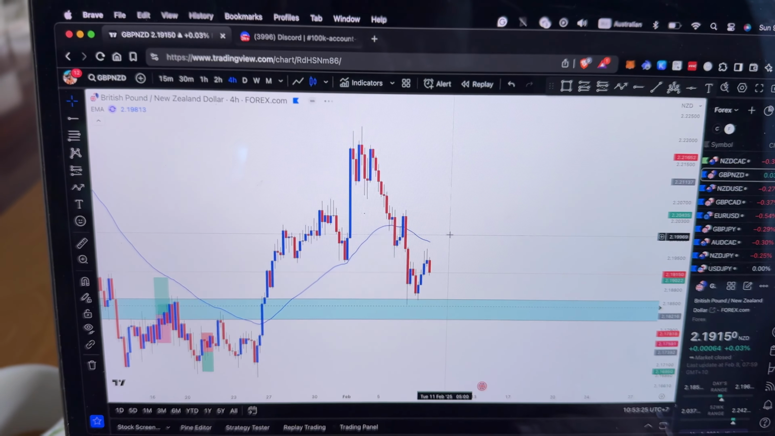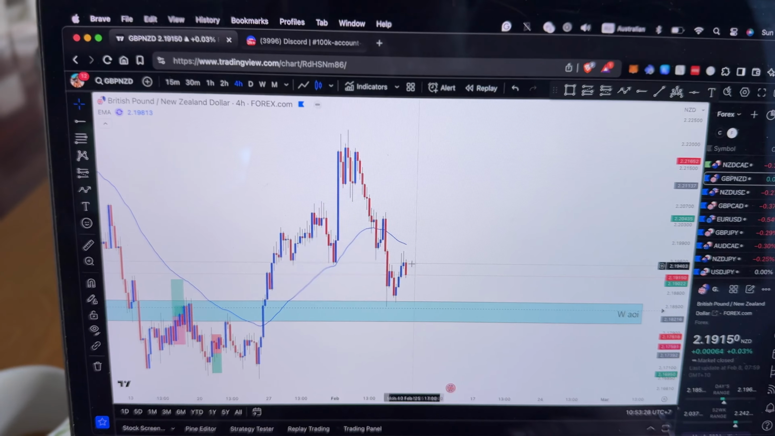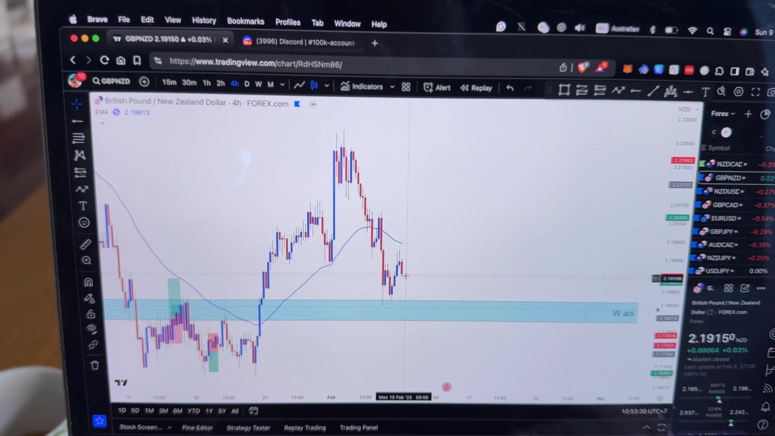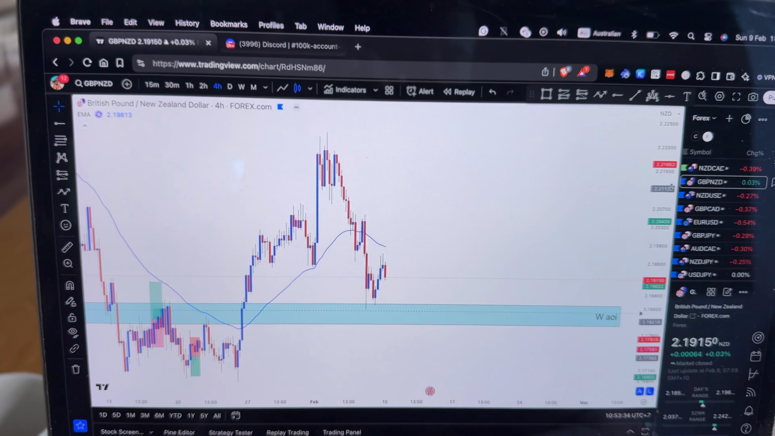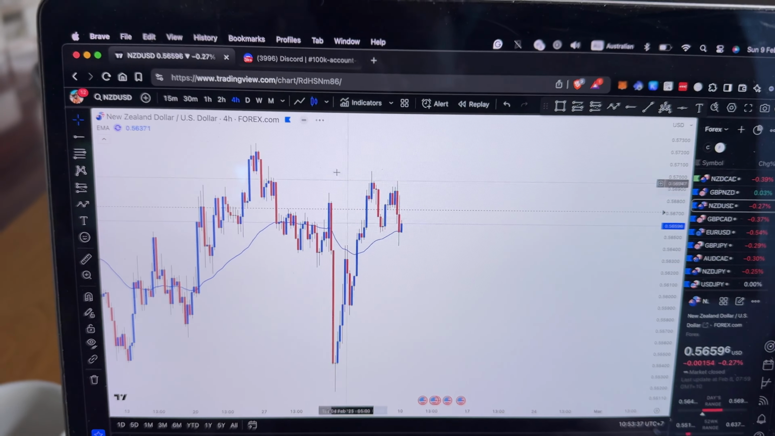So we'll see what's going to happen on Monday or Tuesday. I think this potentially can go a little lower before going up, but we'll see on Monday or Tuesday.